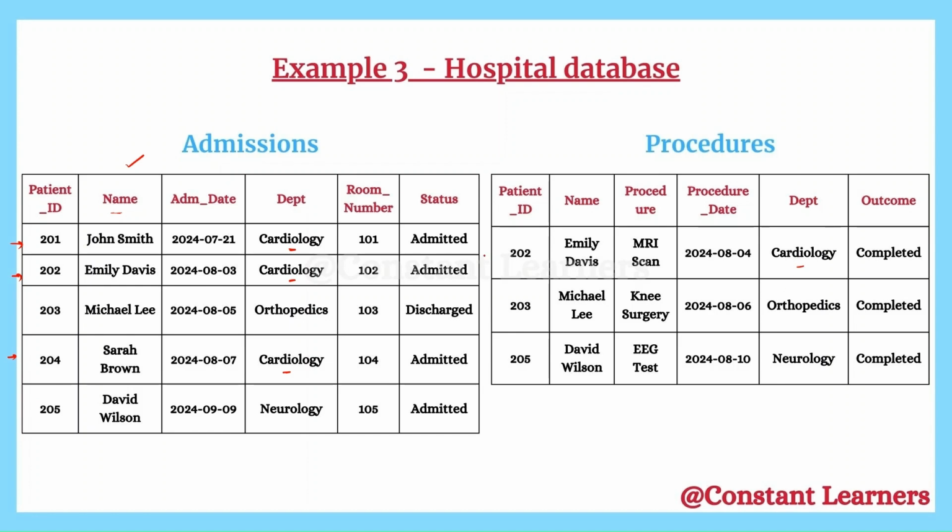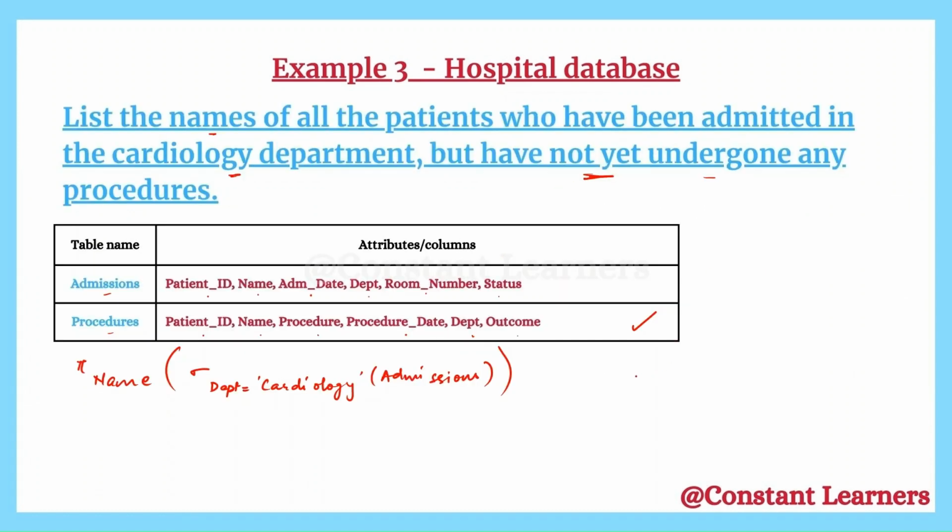So first we need to select this entire row. Then we need to select only the name from this entire row. So again, we start with sigma. Again, we will select the patients from the cardiology department. So we select the entire row of patients who are from the cardiology department. But now the table is the procedures table, right? But here also we only need to project the name. So we take the name.